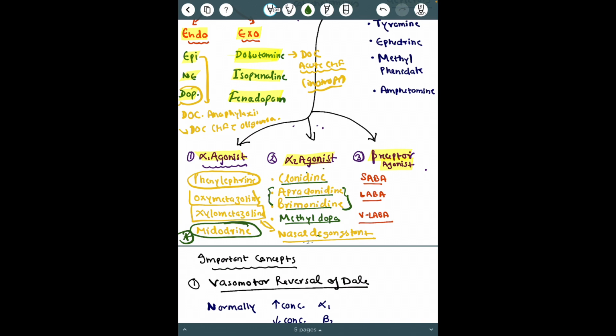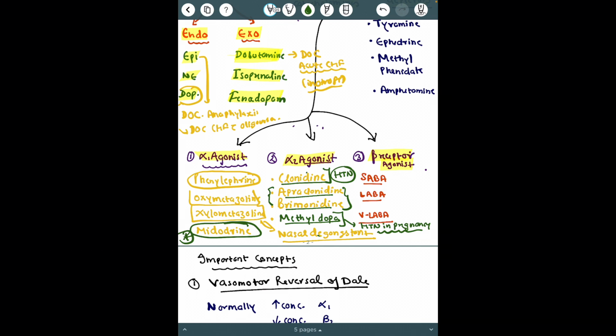Clonidine is used in hypertension, and methyldopa is specifically used in hypertension in pregnancy. For hypertension in pregnancy we use methyldopa. So these are the important drugs of the alpha 2 agonist category.